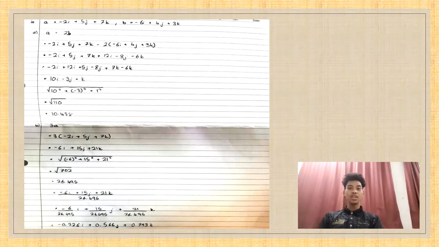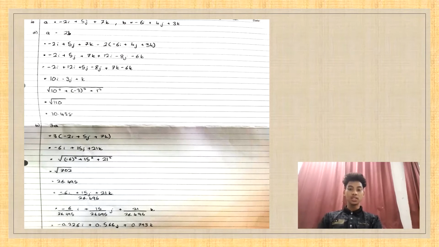So now, I will explain the second question. Based on the question that is given, a equals negative 2i plus 5j plus 7k, and b equals negative i plus 4j plus 3k. Let's solve the two questions.